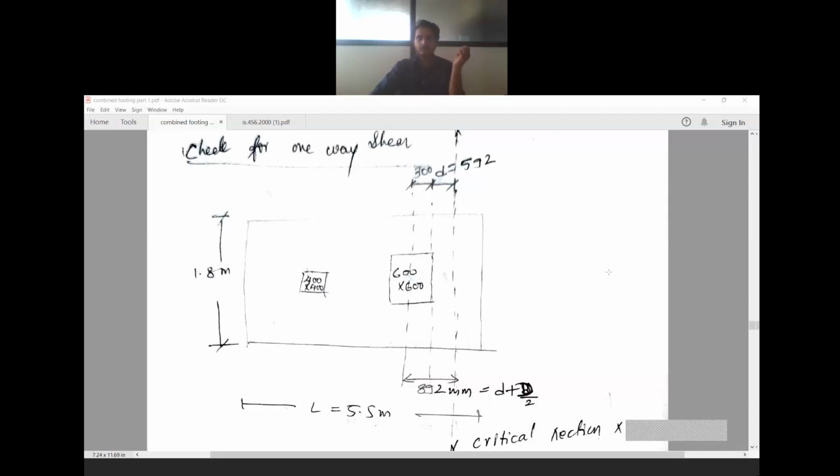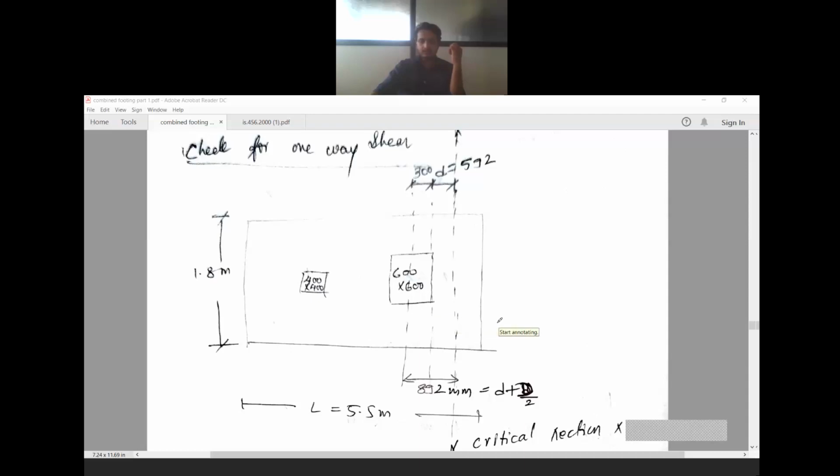As you all know, according to IS 456, we perform the shear check. Let's see how it is done for the combined footings. First, we have to consider this plan. As you can observe here, in this plan we have two columns. One is 400 by 400 and the other 600 by 600.